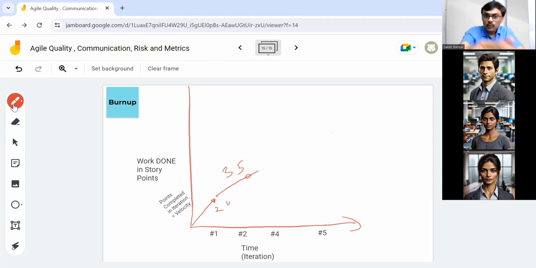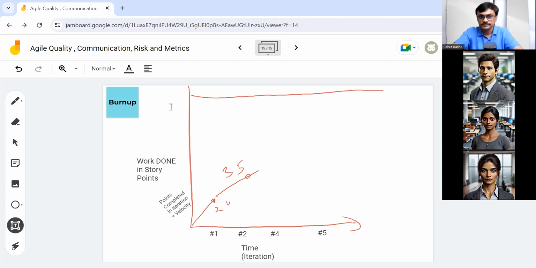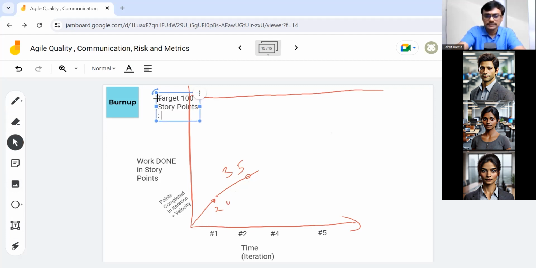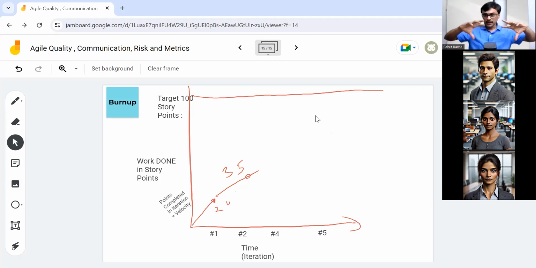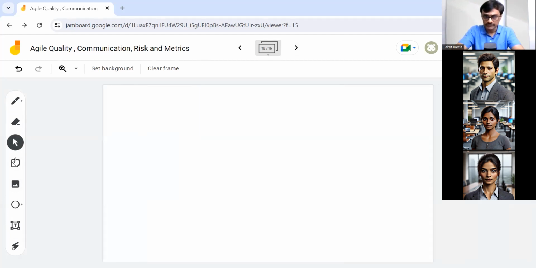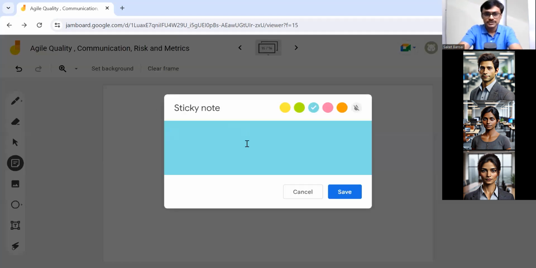Now, where do you want to go? What is your target line? We can say in our release, we have to finish 100 story points. Target 100 story points, or you can say total work is 100 story points. So you have a total work line at the top, and a chasing line moving towards that goal. That's a burn up chart. Now you need to be very clear about velocity, so let me clarify, and then I will come back here. We will discuss these two metrics together.